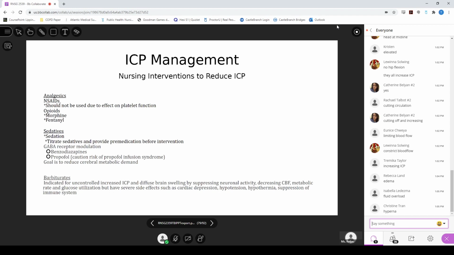The infusion syndrome, there's two types of infusion syndrome, and one of them is deflection, so it actually holds on to fluid. And propofol is also used in anesthesia. I don't know if y'all remember, but it's what Michael Jackson used to take to go to sleep at night. And the whole goal of these medications is to reduce the cerebral metabolic demand.